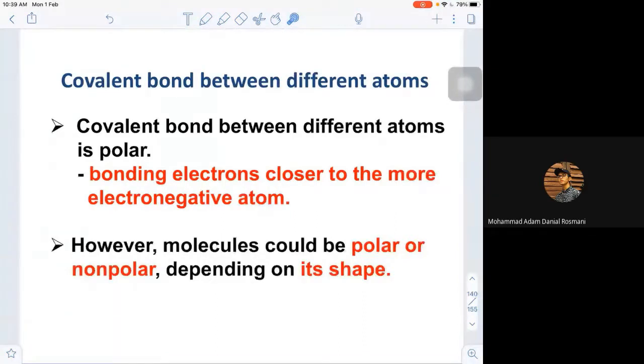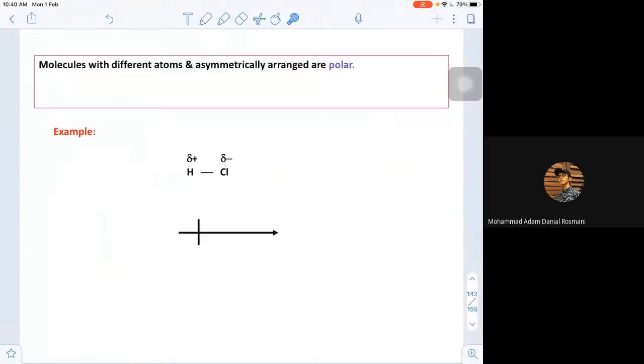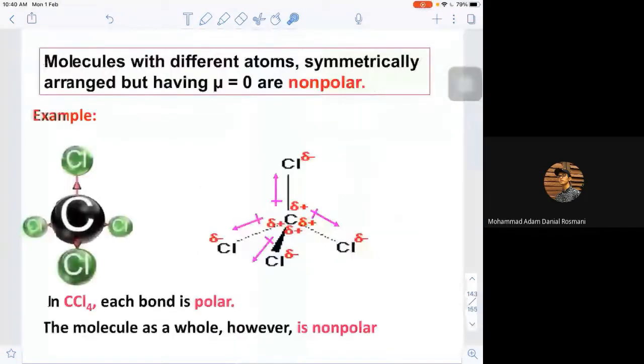It is either polar or non-polar, and it also depends on the shape of a molecule. So let's look at another example, CCl4. We know that CCl4 has 4 terminal atoms: 1, 2, 3, 4. Then the shape will be tetrahedral. We have to remember the shape. We have to correctly determine the shape of a molecule first.